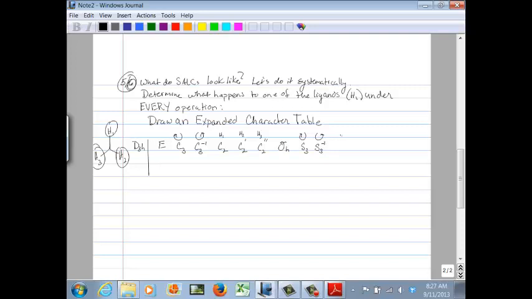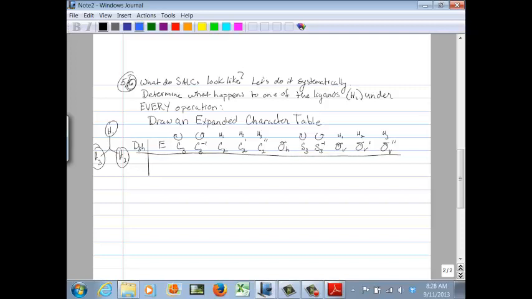And then there's 3 sigma V's, and I'll just call them sigma V prime, and sigma V double prime. And these again are in plane with the C2 axes. So I'm going to call them H1, H2, and H3, according to which bond they're cutting through. Okay, so this is my expanded character table.